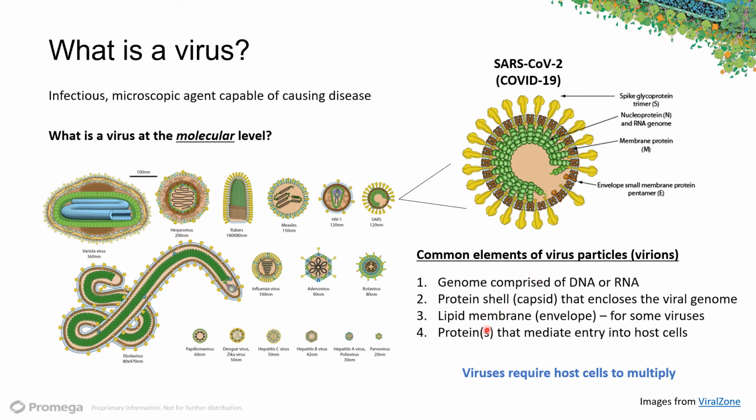Outside of this then, some viruses have what's called a lipid membrane or envelope, which provides an extra layer on the particle. And then embedded within this membrane or this envelope are different viral proteins that are typically involved in the entry of the virus particle into its host cells. So again, in the context of SARS coronavirus 2, this is going to be mediated by the spike glycoprotein shown on the outside of the particle here. And of course, viruses have to enter a host cell because viruses can't multiply on their own. So viruses require a host cell in order to multiply.